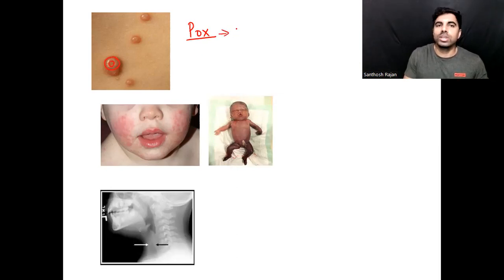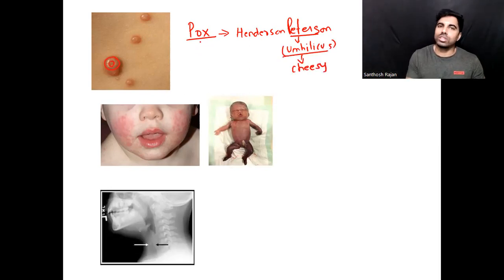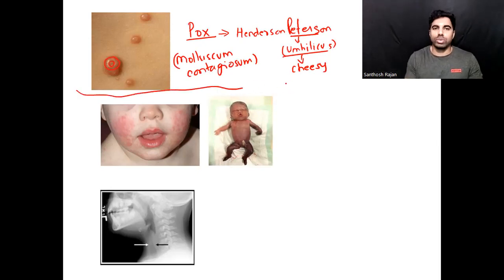And the most important thing is what I told about Henderson-Peterson, the HP body. Peterson, I told you Peter Parker, the Spider-Man. Peter is Spider-Man. What came from his umbilicus? That web-like material comes, no? From the umbilicus. So that cheesy material from an umbilicated lesion is a pox virus, which we call molluscum contagiosum. Molluscum contagiosum, pox, Henderson-Peterson, pox. That's it. So this is for your pox virus.